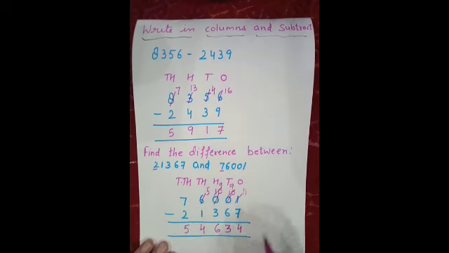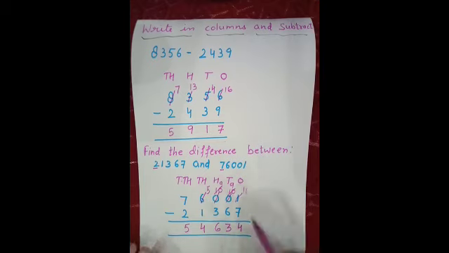So the difference between 76,001 and 21,367 is 54,634. So I hope you have understood these two questions and you will be able to solve all the questions which you will get in this form.